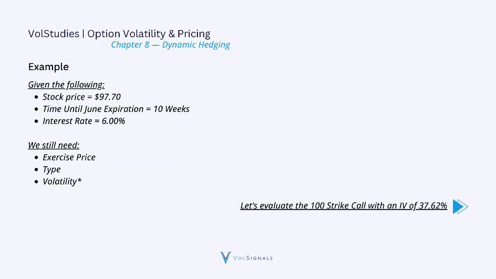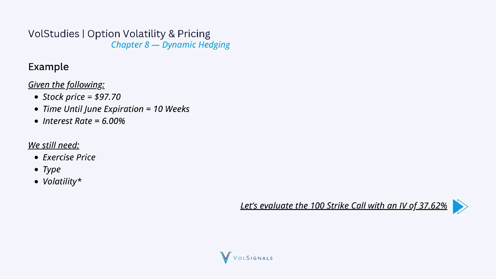Now, let's walk through Natenberg's example together. We're going to start with some assumptions and feed them into a pricing model, and then make a trade, follow it throughout the life of the trade, an entire 10 weeks, hedge it, adjust the hedge, and see how we do compared to our expectations. So we start with these inputs: a stock price or a spot price, a time until expiration, and an interest rate. We still need an exercise price, an option type, and of course a volatility.